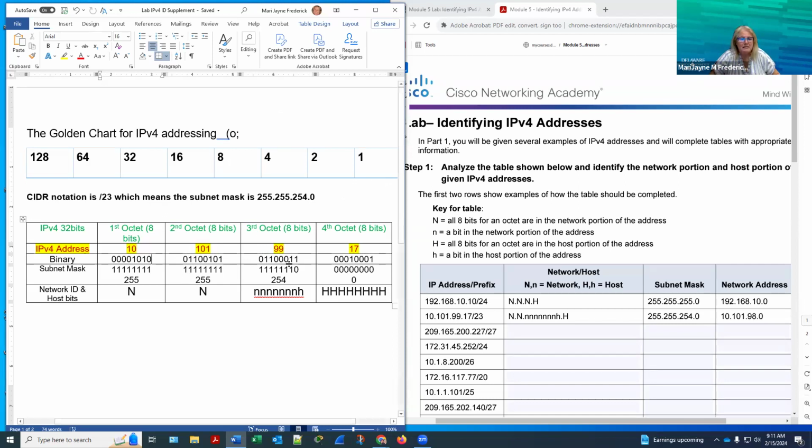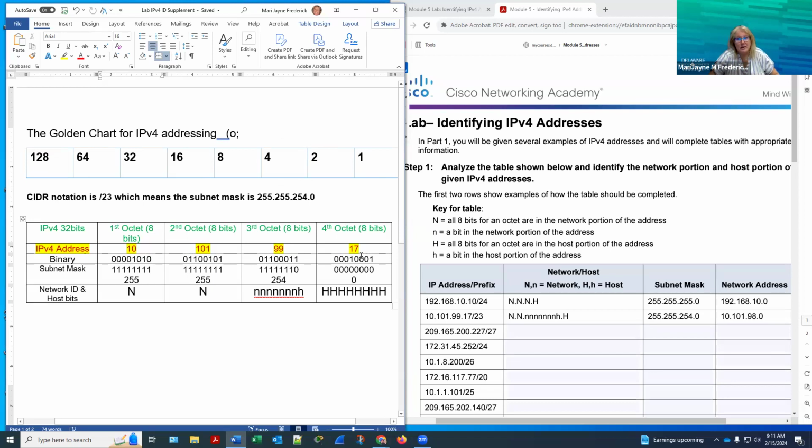Now 99. All right. Well, we know it's not going to be 128. We know we're still going to use 64 and 32. So those two are going to be on. However, 16, 8, and 4 are all going to be off because it's going to take it over. So we're going to use 2 and 1. That will make 99 because this is 96, 97, 98, 99. Right? So we've got that one.